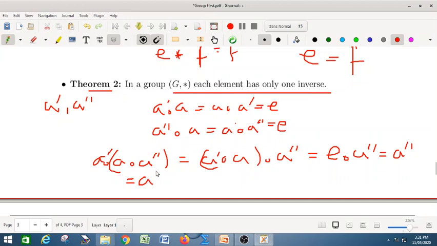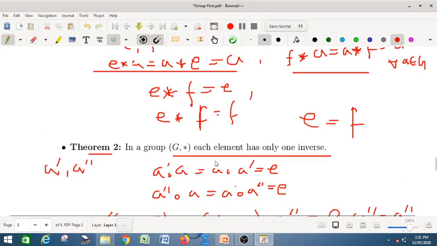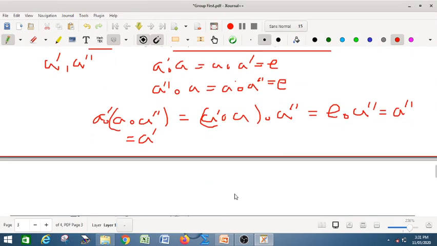Similarly, we can show that this is equal to A dashed again by taking these properties. So it follows that there is only one inverse, a unique inverse, and that is A dashed or A double dashed. So these two are equal. This is how a group has only one identity and each element has only one inverse.